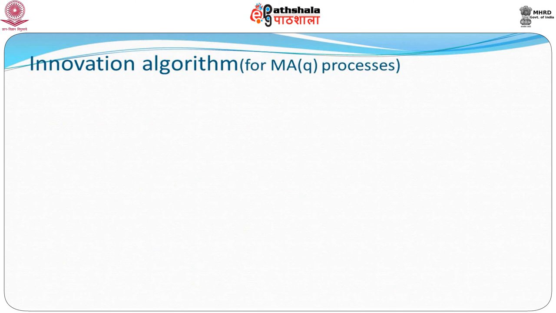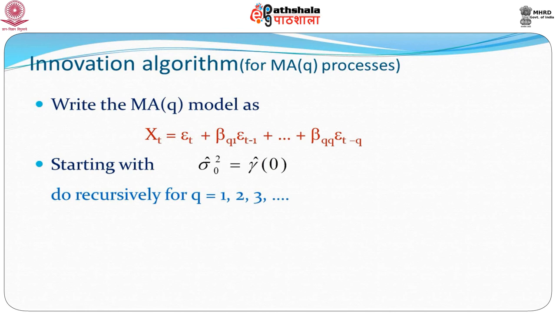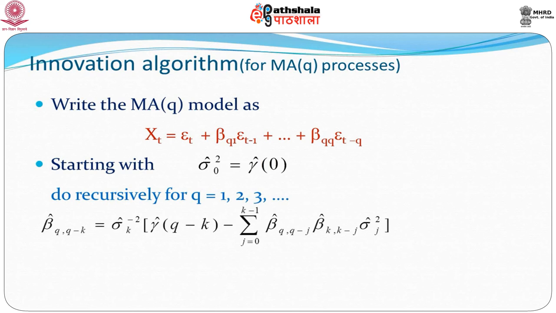We'll not go into the details, but we'll give you a very quick idea of how this works. So we write x t is epsilon t plus beta q 1 epsilon t minus 1, etc. Again, using the first suffix to denote the order of the MA process. So q stands for the order of the process. And then starting with sigma naught hat square, which is gamma hat naught, we can do recursively for q equal to 1, then q equal to 2, then q equal to 3, etc. We can get the beta hat q minus k this way, for all values of k running from 0, 1 to q minus 1.